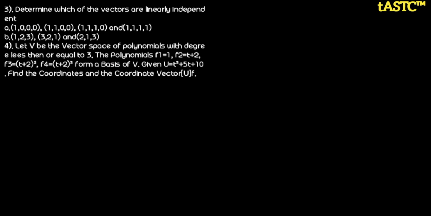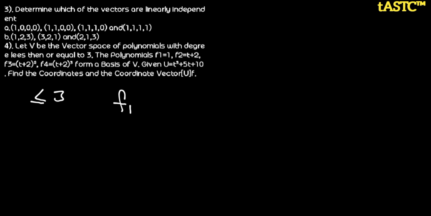Now let us go over to the fourth question. The question says, let V be the vector space of polynomials with degrees less than or equal to 3. So we have something like this. And the polynomials f1, f2, and f3, oh, there is an f4. They form the basis of V.